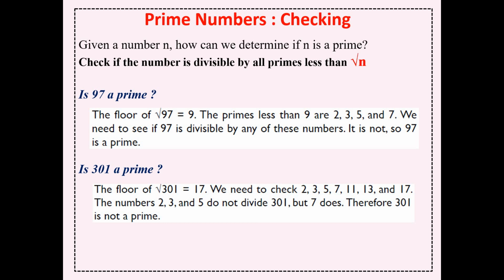Now you have to make sure that you divide 301 by each of those prime numbers. And if you find that anywhere it is divisible, then we can say 301 is not a prime. 5 does not divide 301, but when you come to 7, 301 is divisible by 7. So we can say that 301 is not a prime.